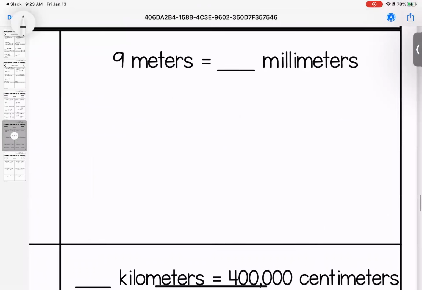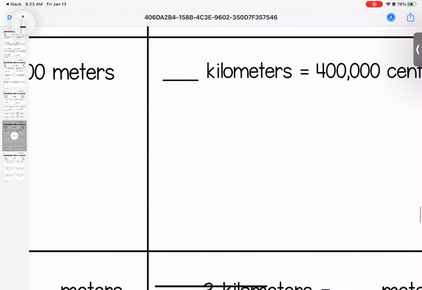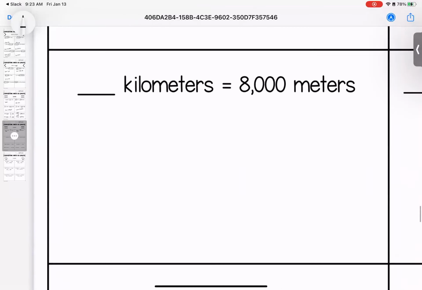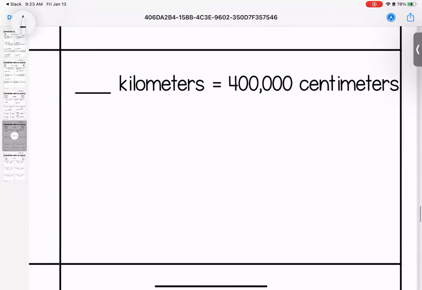How many meters are in millimeters? So 1 meter is 1,000 millimeters. Times this by 1,000 and get 9,000 millimeters. Coming down to our middle ones, kilometers to meters. 1 kilometer is 1,000 meters. So if I divide this by 1,000, I get 8 kilometers.